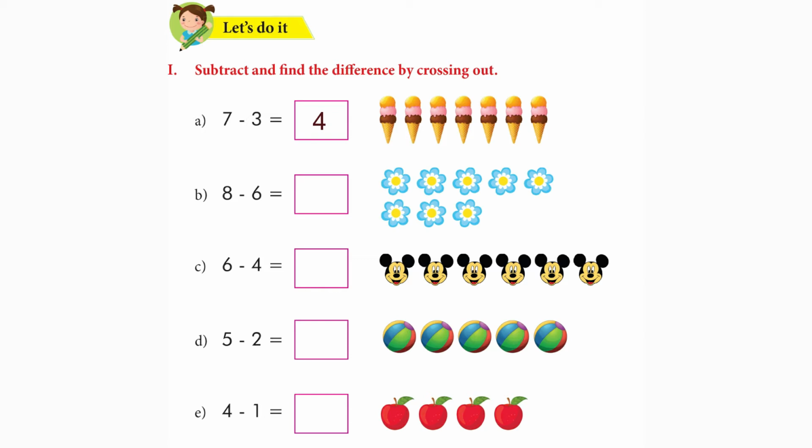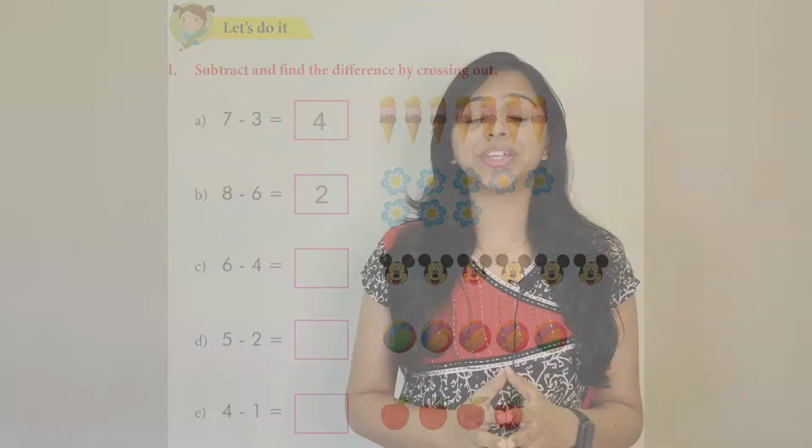1, 2, 3, 4, 5 and 6. How many flowers are left? We have 2. Now in the same way, you go ahead and do the rest. We have Mickey Mouse, we have balls and fruits there, right? So you cross out and see if you can get the answer, the difference for these numbers. Okay? Now let's move on to the next activity.